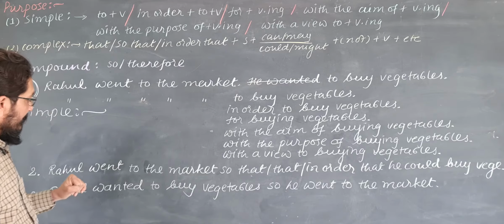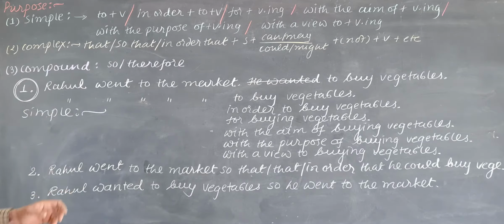Now suppose we want to make a complex sentence using adverb clause of purpose. Rahul went to the market so that, or in order that. You can use any of these three function words.